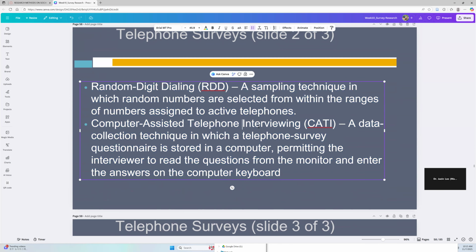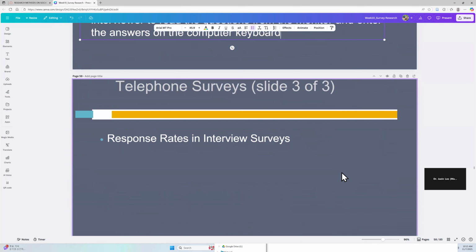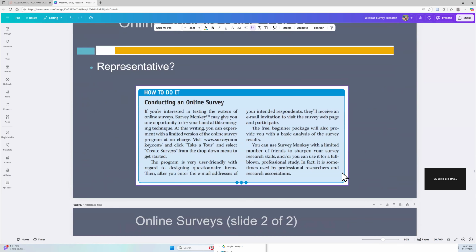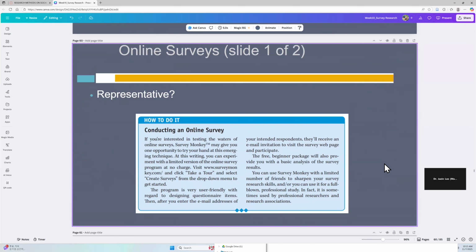Computer assisted telephone interviewing, we don't like that. But these days, because of voice phishing, telephone surveys have a very low participation rate. So I hesitate to say that telephone surveys would be a very effective or very useful way of surveying. Okay, so online surveys these days are much better.